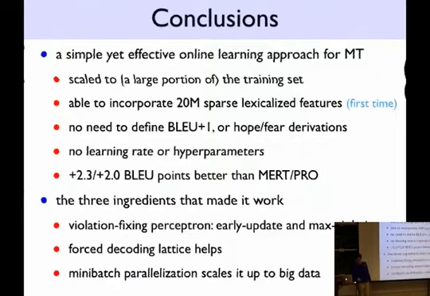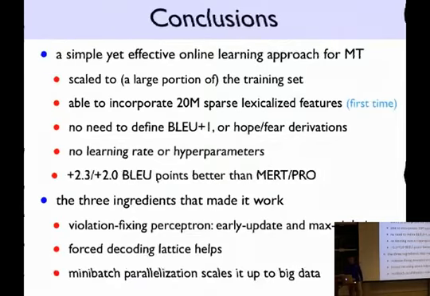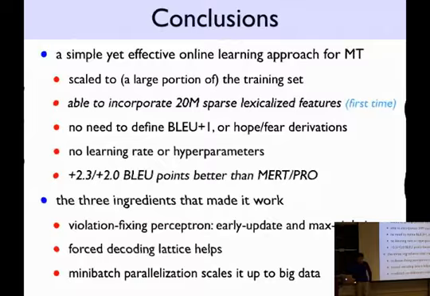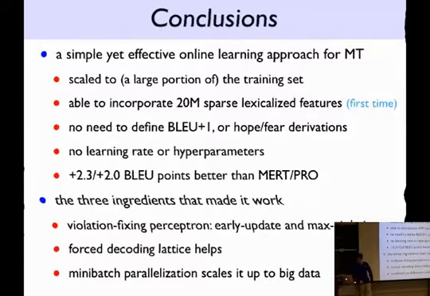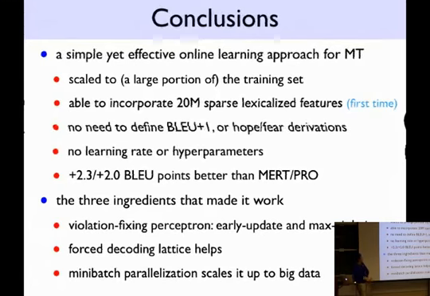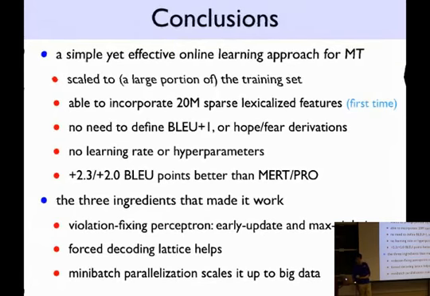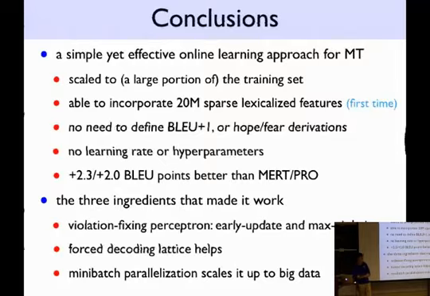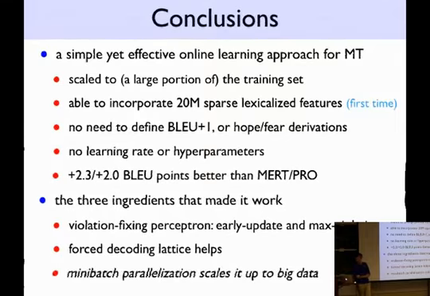Okay, so to conclude, we offered a very simple yet effective online learning approach for MT. It's the first time that you can scale to a large portion of the training set with so many lexicalized sparse features. And the other good thing is you don't need to define BLEU plus 1 or hope or fear derivations that is found in many other people's work.